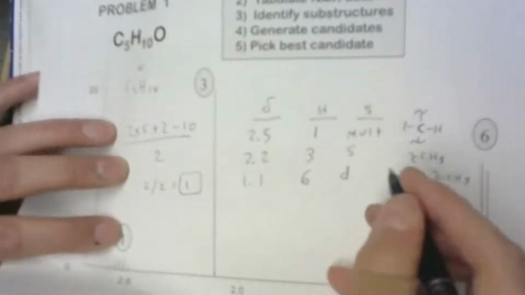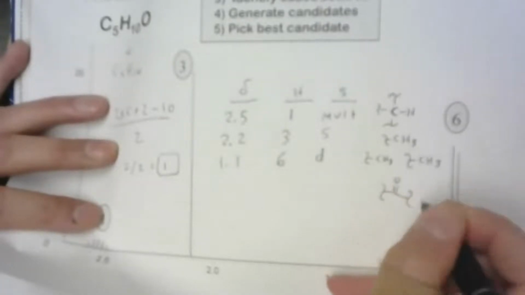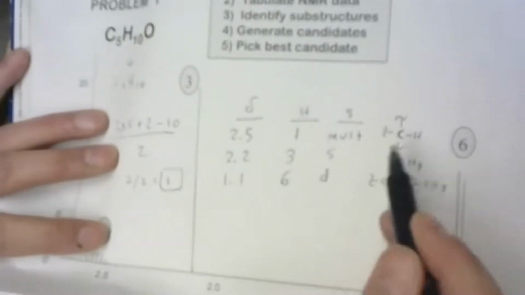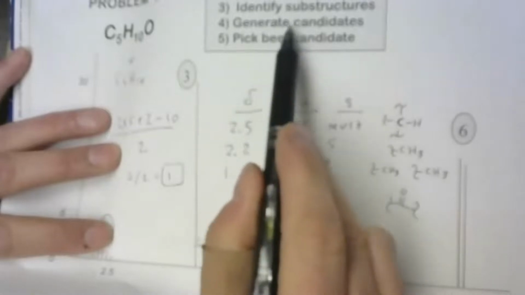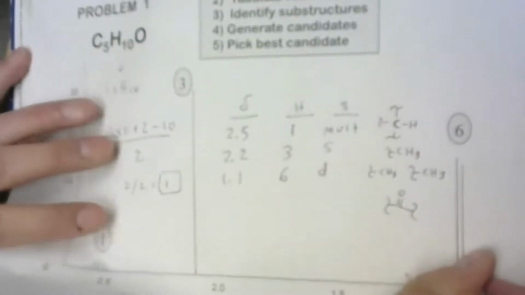So now I'm going to write ketone. I'm going to draw the ketone. How do I draw a ketone? That's a ketone. Okay, now you count everything up. Now we have our C5H10O. Now we're ready to generate candidates, okay? Now we're ready to start sticking this thing together.